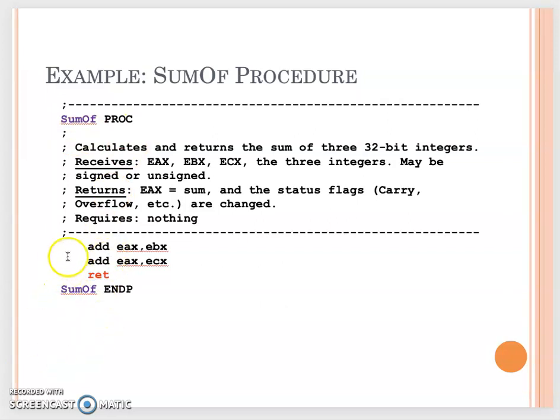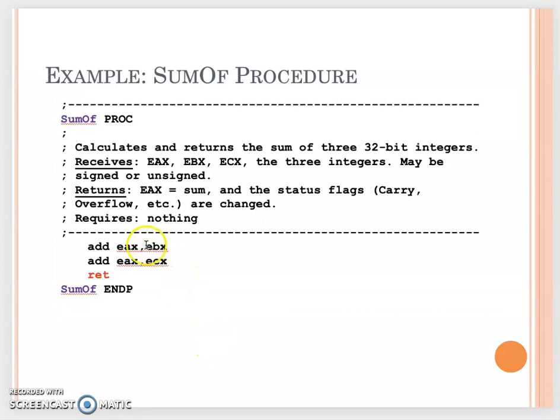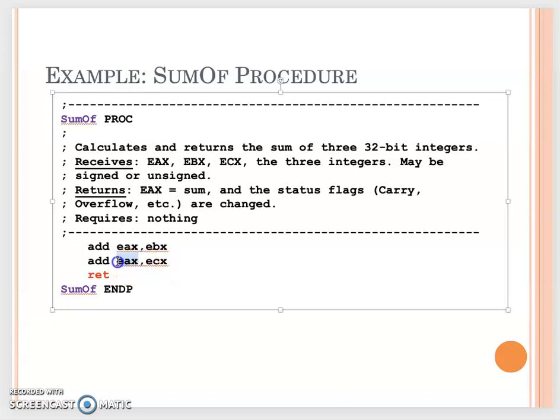Then we will see the procedure body. Like we said earlier, you have your values in EAX, EBX, ECX. Then we just add EBX to EAX. We add the ECX value to EAX. So at the end, your sum will be in EAX. Like we said earlier, you already have these 3 numbers in EAX, EBX, ECX. After EBX is added to EAX, you have the two numbers together. Then add ECX to EAX, so the three numbers' sum will be in EAX.